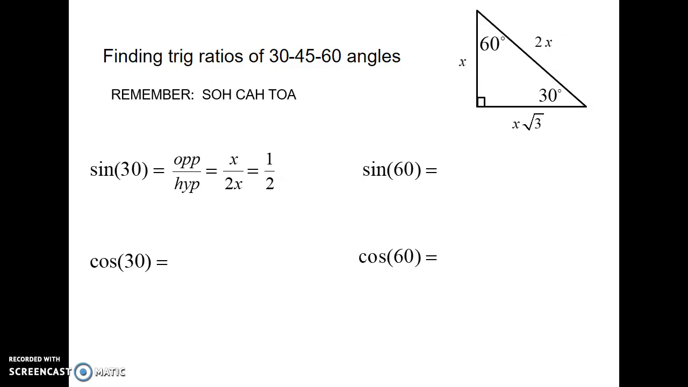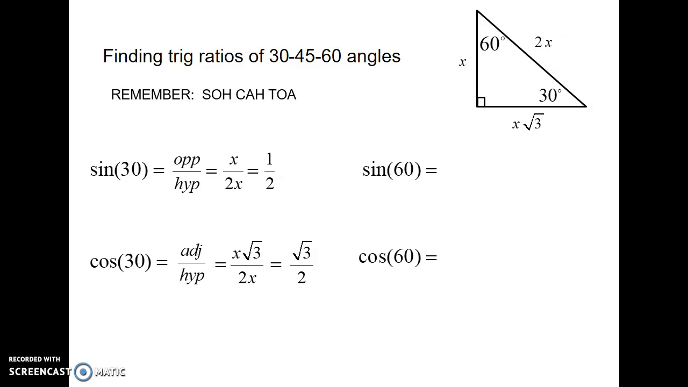Okay. Next, we're looking at the cosine of 30. The cosine of 30 is going to be the adjacent side over the hypotenuse. Your adjacent side from 30 is x root 3, and your hypotenuse is again 2x. Again, we want to reduce this fraction by canceling out the x's. You're left with root 3 over 2.